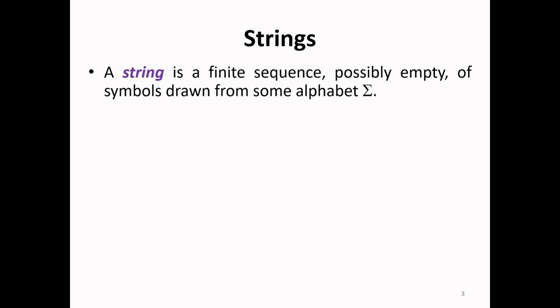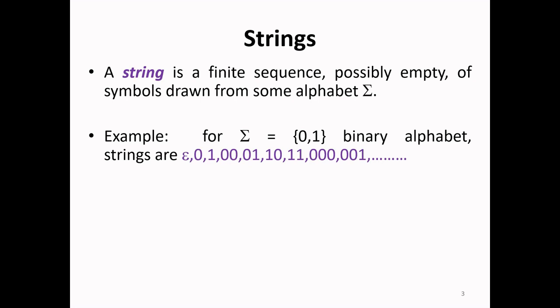String. A string is a finite sequence, possibly empty, of symbols drawn from some alphabet sigma. For example, if we consider the binary alphabet 0, 1, the possible strings are: first, possibly empty, which is represented by epsilon; then a single 0 or a single 1, or two zeros, 01, 10, 11, 000, 001, and so on up to 111, then 4 zeros and so on. So, the shortest string is the empty string represented by epsilon.